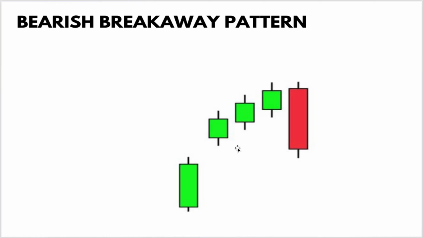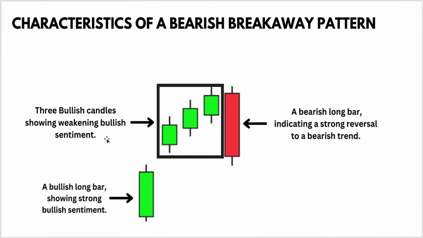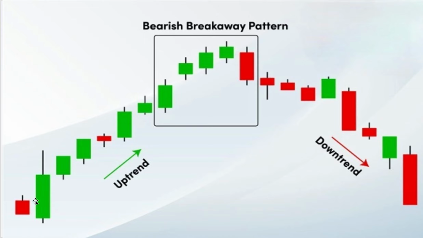The bearish breakaway pattern is this one, where you have a gap up here, and then after the green candle there is a gap up and all three candles are green, and then you have a red candle which covers up all three. So this is the example: one long bullish candle and three bullish candles, and then a bearish candle covers up everything. If this happens in an uptrend market, you will be very happy to see these kinds of things.